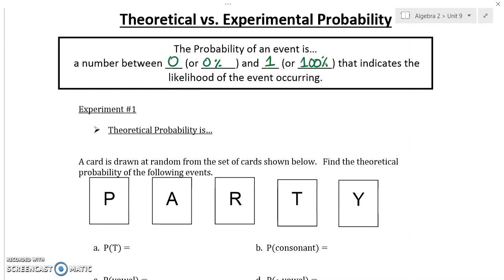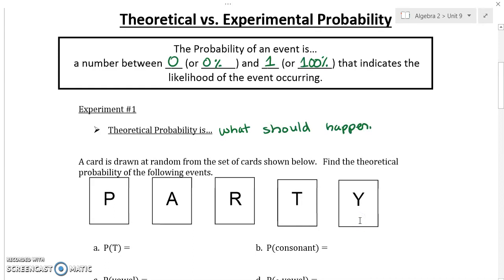So theoretical probability is what should happen. This is the one that your brain thinks of right away. Like, oh, it should be this number. This should be the answer. So kind of like what we were doing yesterday. So let's look at this.